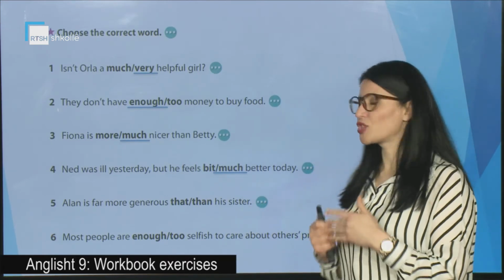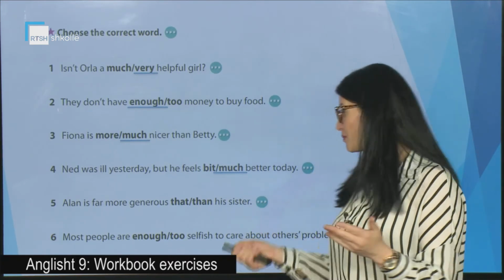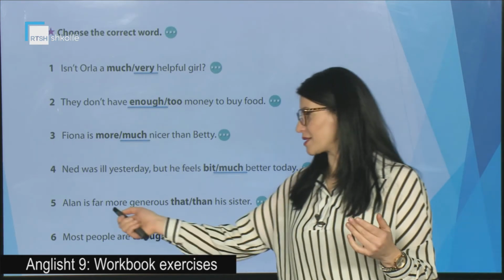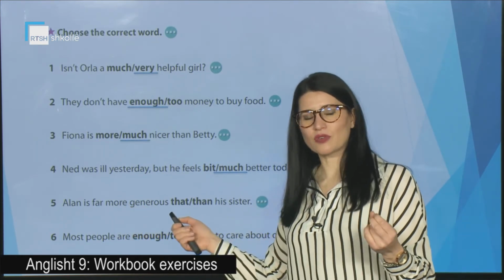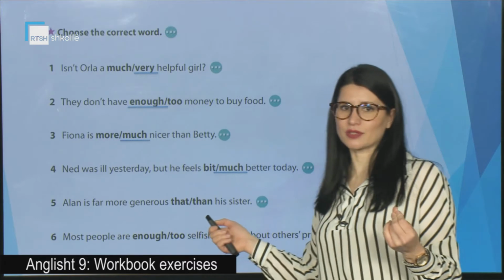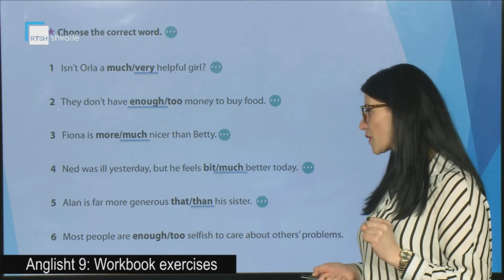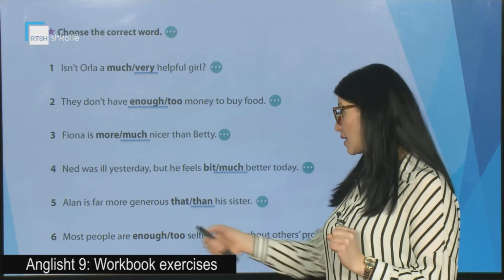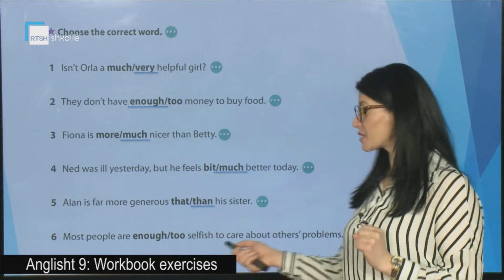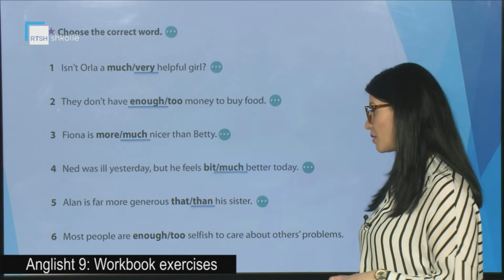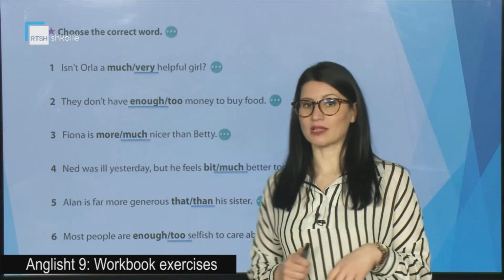Alan is far more generous than his sister. As we can see, we have a comparative form of the adjective here, and after a comparative we always use than. Most people are enough selfish or too selfish to care about others' problems. So it is too selfish.